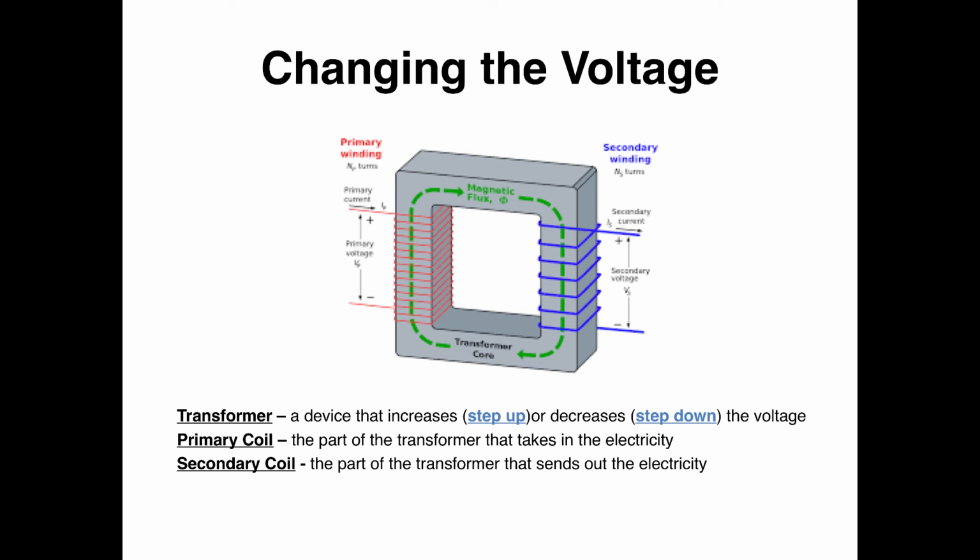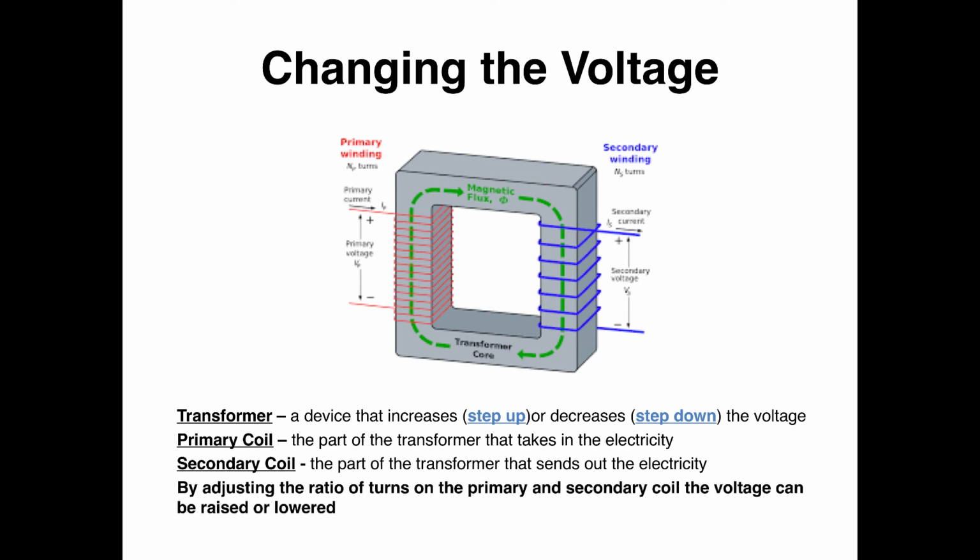And depending on this differential between the number of coils on one side versus the other, you can control the amount of voltage that comes out of the secondary coil. So by adjusting the ratio of turns between the primary and the secondary coil, the voltage can be raised or lowered.